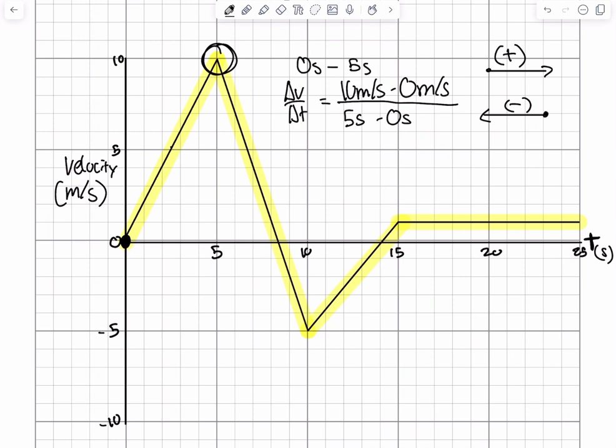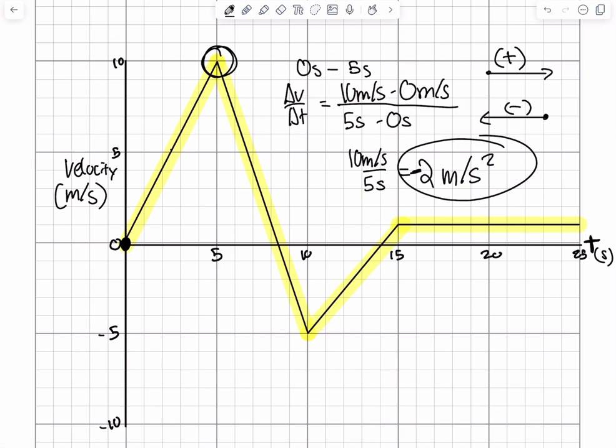So let's figure out what this means. 10 minus 0, 10 meters per second, over 5 minus 0, 5 seconds. That equals 2 meters per second squared. This is our average acceleration from 0 seconds to 5 seconds. Great. Now, what does this mean? Well, we can see this acceleration is positive, correct? No negative here. Positive. And we also see, just from the graph, our velocity is going to be positive this entire time. It's above the x-axis.